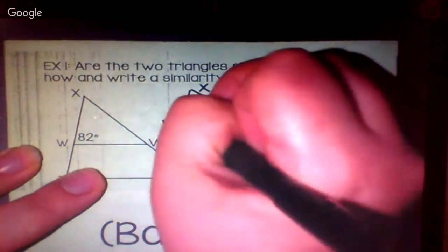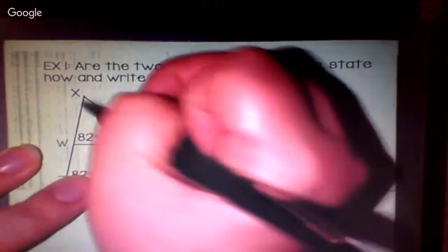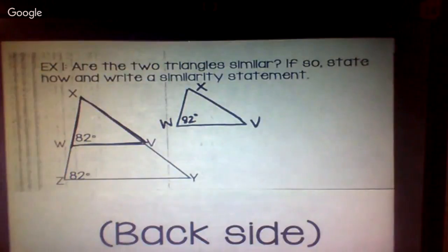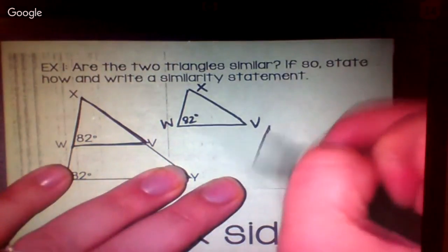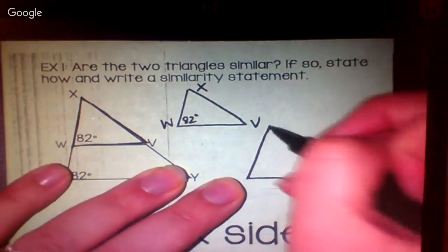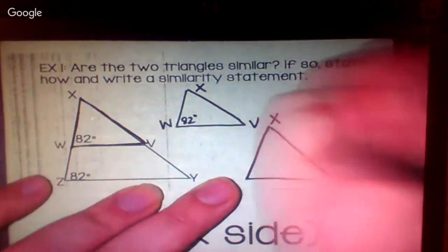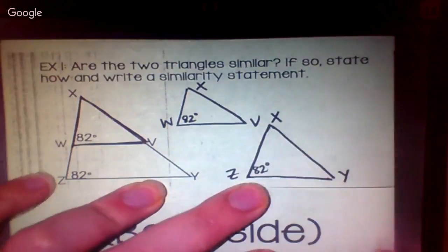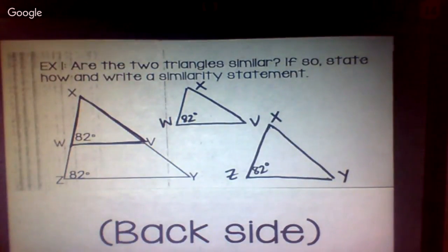This is triangle XWB, and we know this is an 82-degree angle. That's this triangle right here. All I did was take that triangle out and pull it out so you can compare the two. So you've got that little tiny one, and then this bigger one. This triangle is XZY, and we know that this one is 82 degrees. You see how I just pulled the two triangles out and made them two separate pictures instead of keeping them as one?